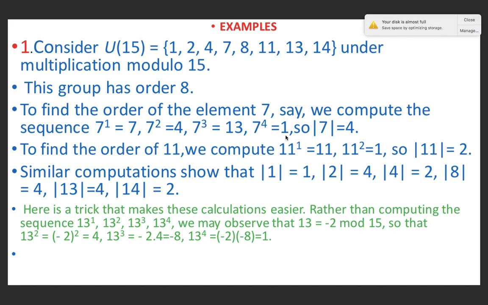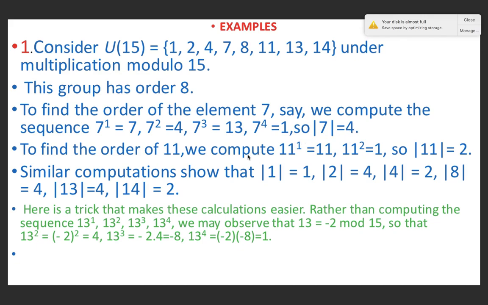So we have reached the remainder 1 because 1 is the identity element of this group. One may verify that 1 is the identity element. So 7 raised to power 4 is 1. So the order of 7 is 4.